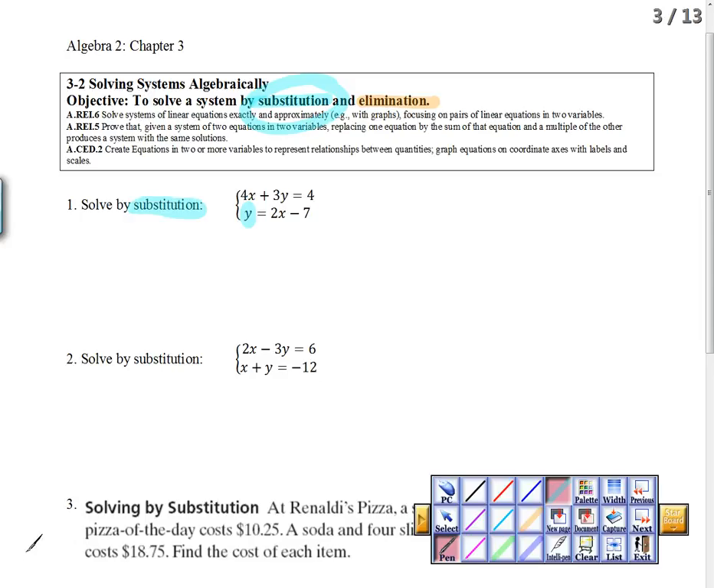Substitution means exactly that. If this is what is equal to y, I am literally going to replace the y, or substitute it out, for my 2x minus 7. So my equation is now 4x plus 3 times the quantity 2x minus 7 equals 4. When I substitute, I always plug this in within parentheses because my 3 is multiplied by that entire quantity. So then my next step would be to distribute.